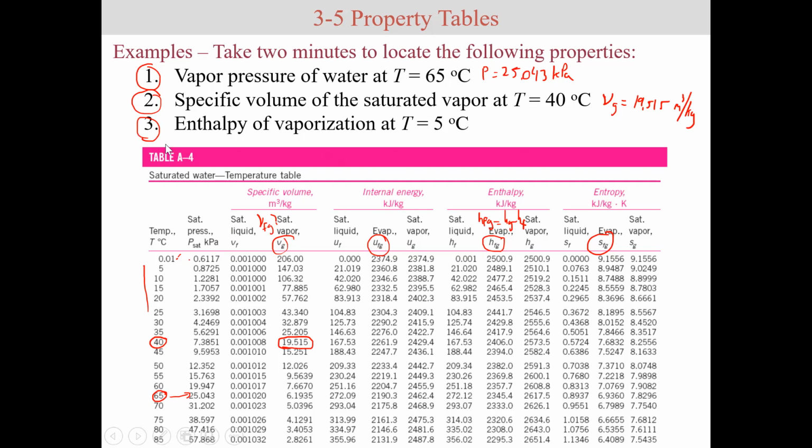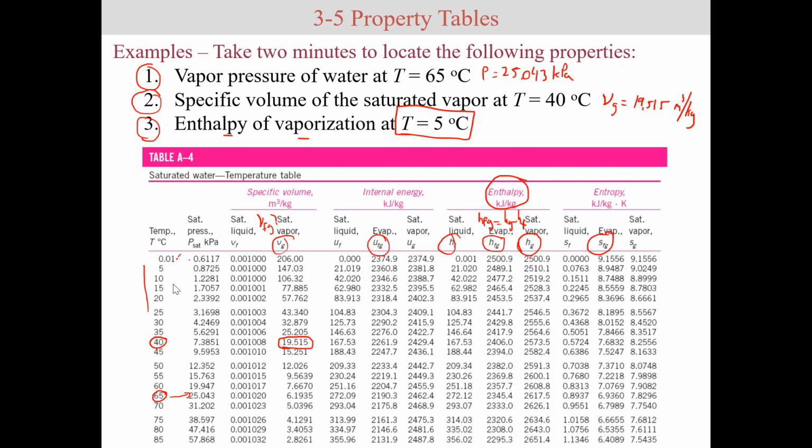And part 3 is asking for the enthalpy of vaporization at 5 degrees. So what is enthalpy of vaporization? Remember, we talked about earlier that vaporization is the energy released when converting from a gas to a liquid, or the energy absorbed when going from a liquid to a gas. What does that mean? Well, if it's looking for the enthalpy of vaporization, it would just be whatever the gas enthalpy is at saturation minus whatever the fluid enthalpy is at saturation.